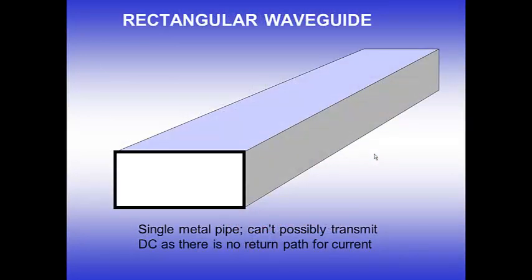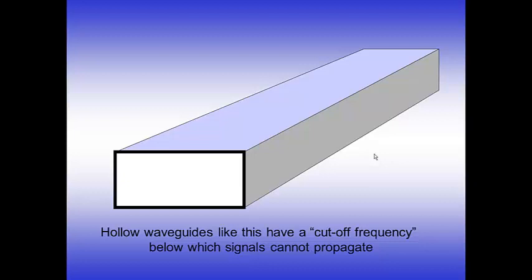So firstly, the rectangular metal waveguide is a single metal pipe, so it can't possibly transmit DC. Remember, you need a return path for the current to transmit DC. So these kinds of hollow waveguides have what's called a cutoff frequency below which signals cannot propagate.